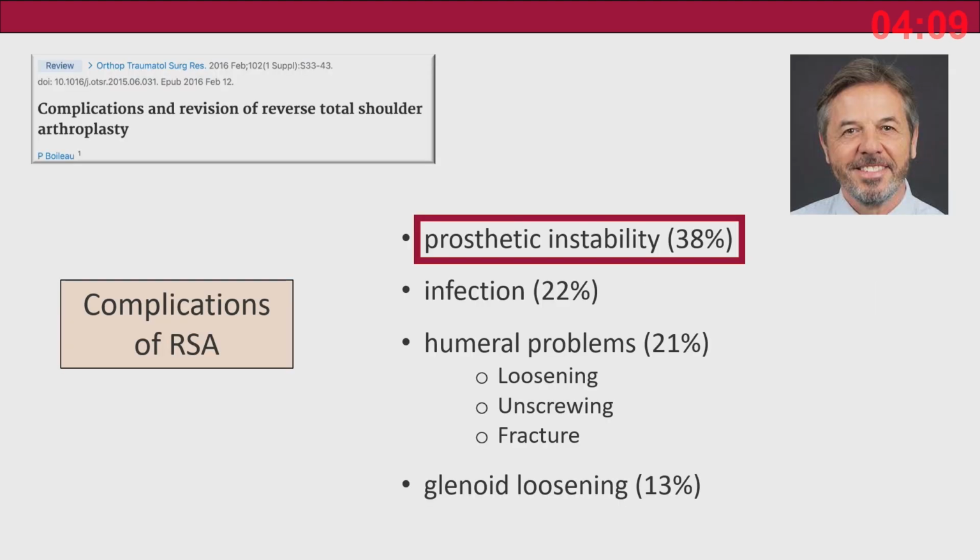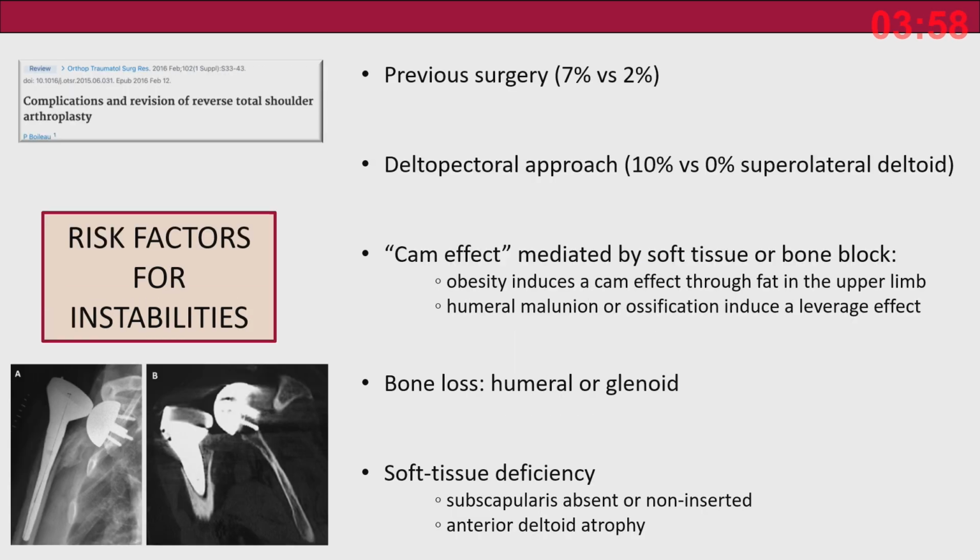cause of instability. Pascal Boileau in 2015 said that on reverse, prosthetic instability occurs in 38% of cases. And risk factors are previous surgery, deltopectoral approach in his experience, 10% versus 0 in superolateral deltoid, cam effect in obese patients, humeral malunion, bone loss on the humeral or glenoid side, and soft tissue deficiency.